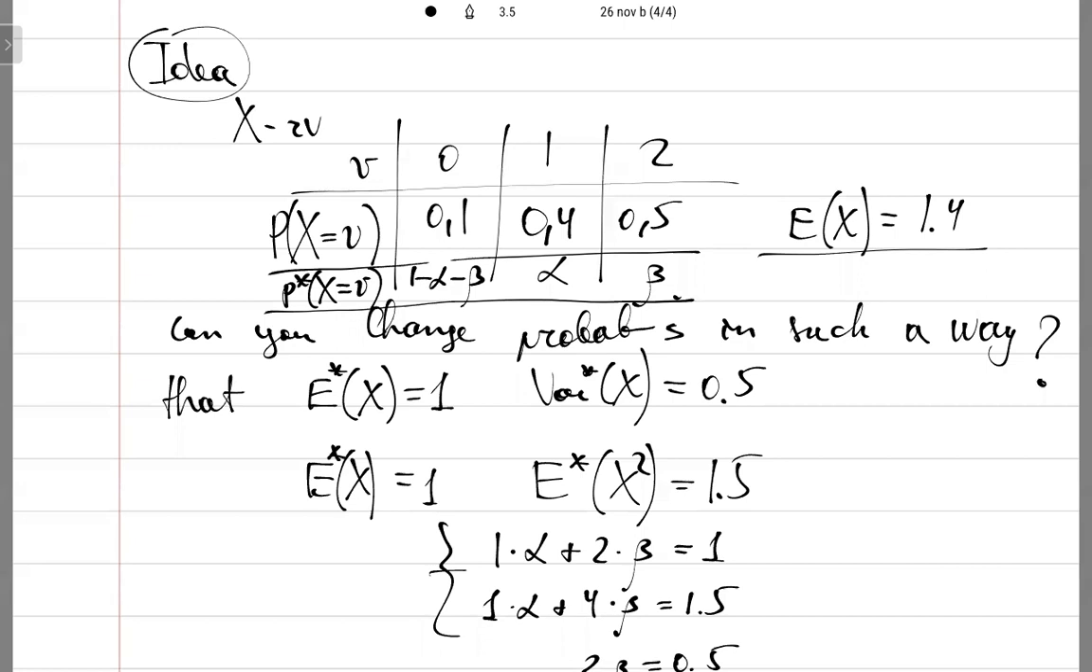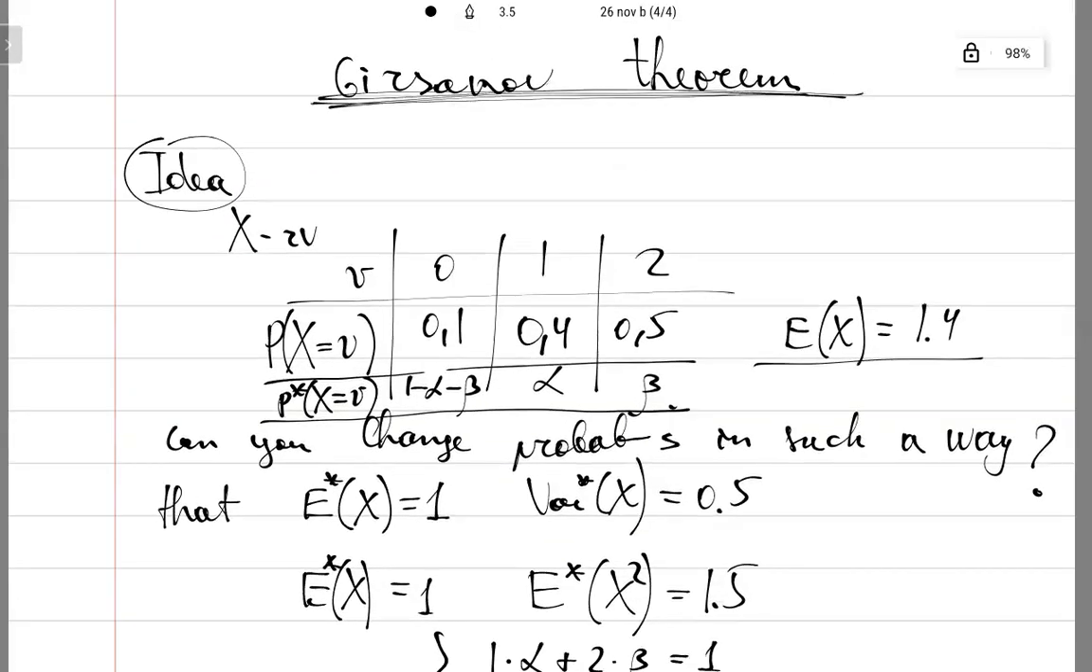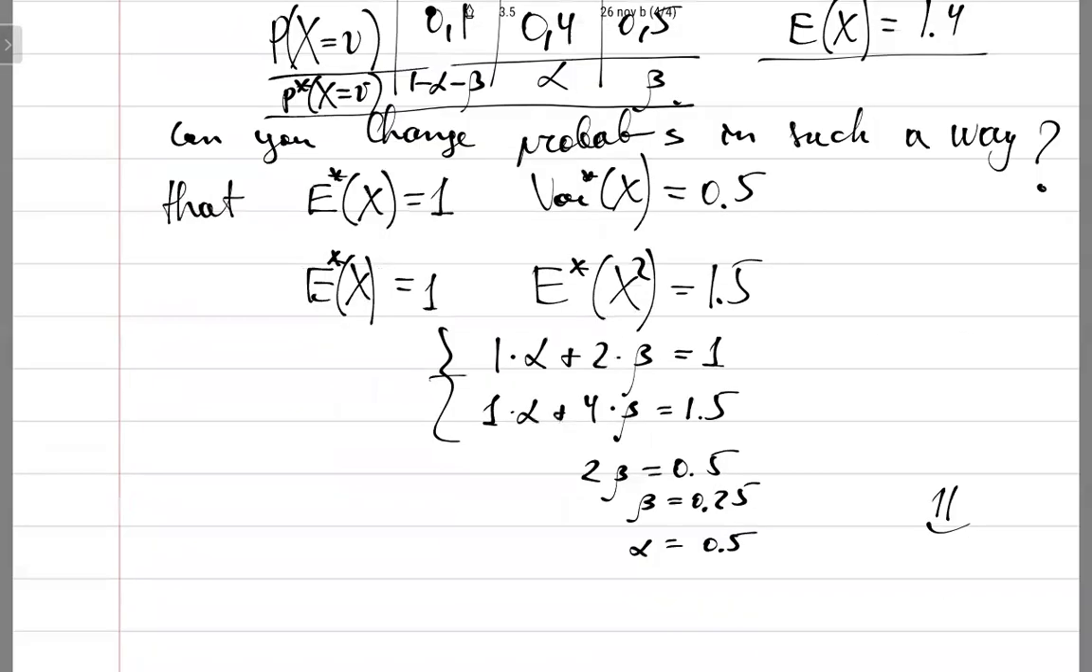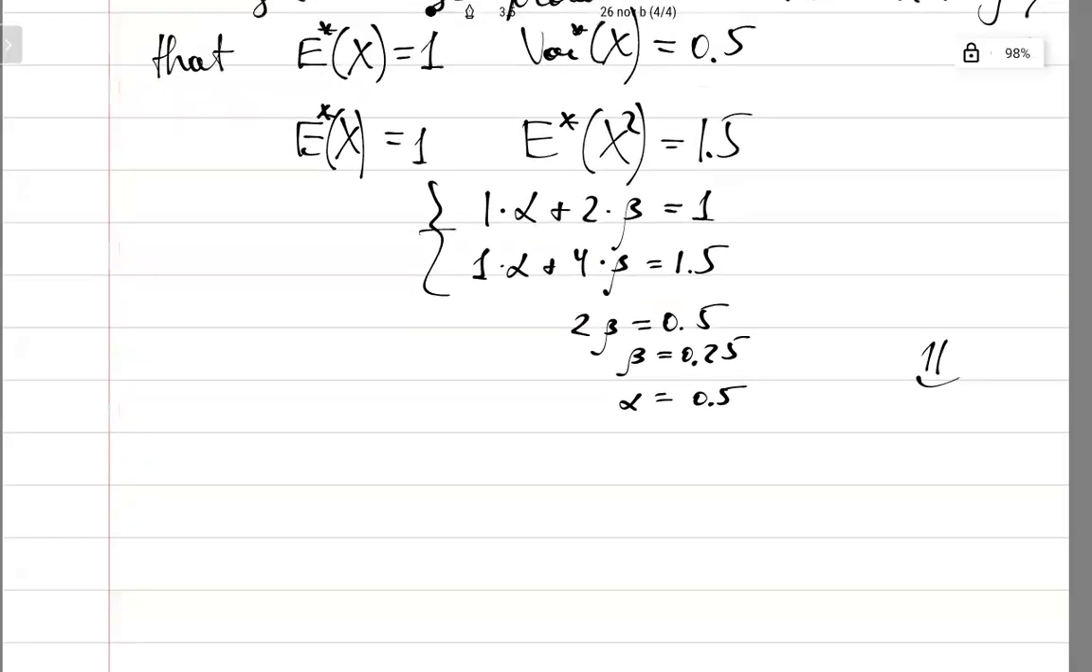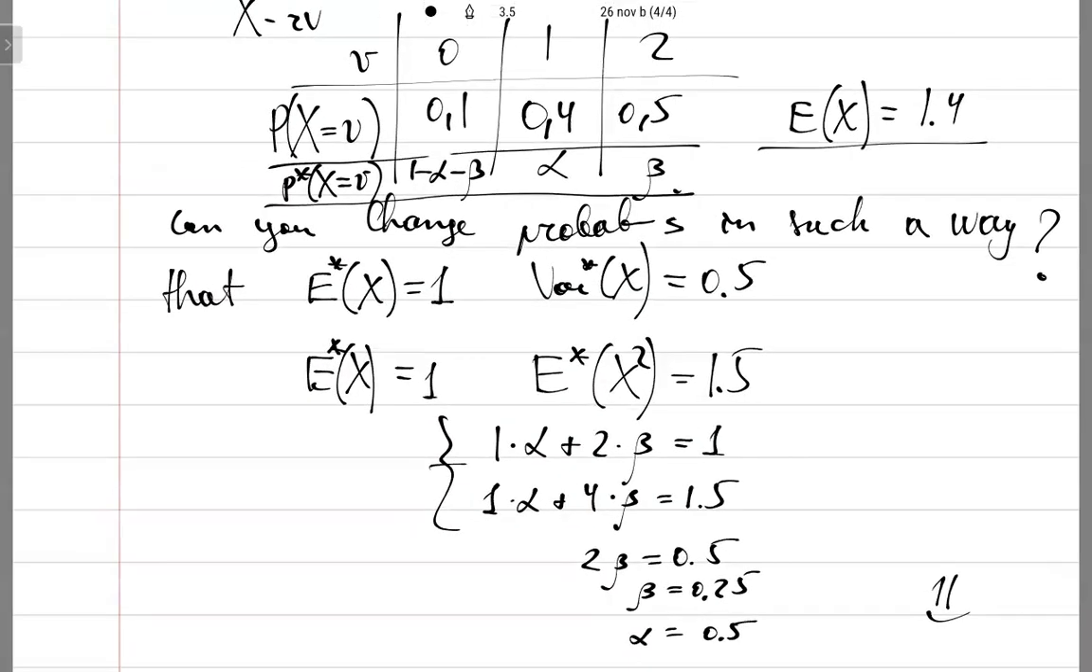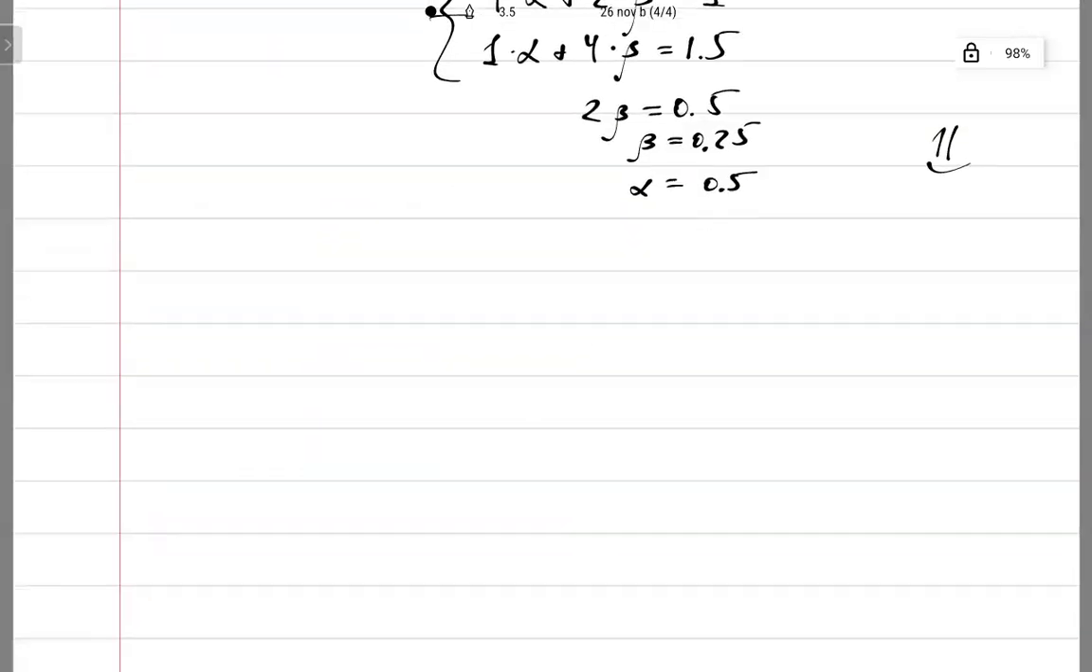And now let's go to the Girsanov theorem. Sometimes you cannot, because if I requested an expected value of x squared equal to, let's say, 10, it would be impossible because 1 alpha plus 4 beta is obviously less than 5, because alpha and beta are probabilities, and you cannot have 5 or 6. So sometimes you can, sometimes you cannot. So the theorem is not obvious.